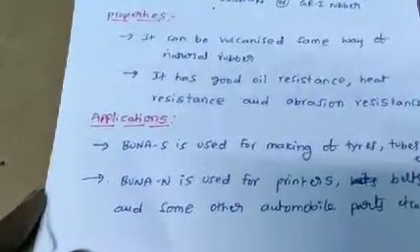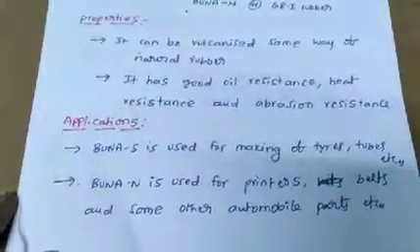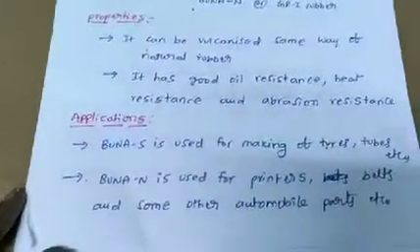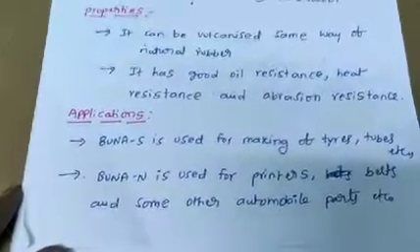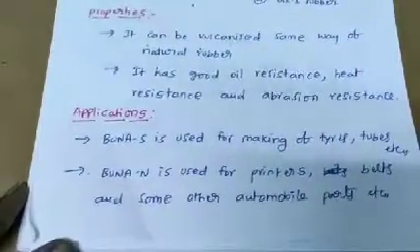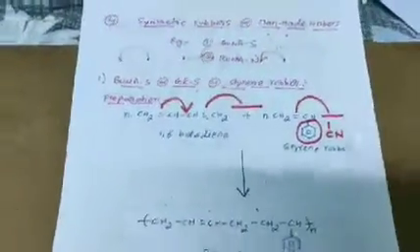Applications, where it is used: Buna-S is used for making tires, tubes, etc. Buna-N is used for printers, belts and some other automobile parts, etc. So here the named reaction is completed, and this is Buna-N, and this is Buna-S. Thank you.